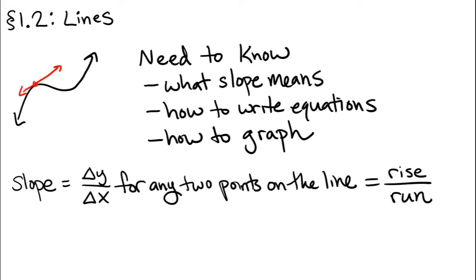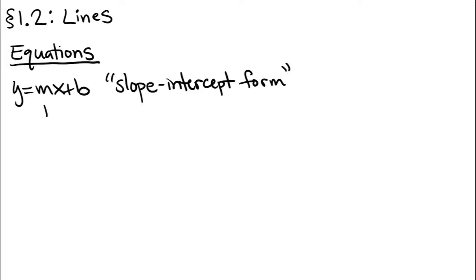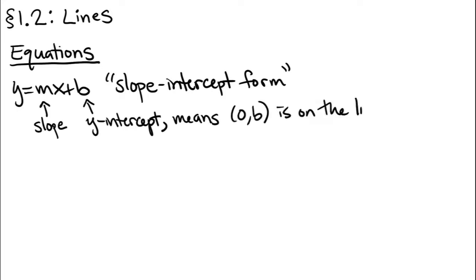What about writing equations for lines? You're probably familiar with the equation y equals mx plus b. This is the slope-intercept form of a line, because m represents the slope, and b represents the y-intercept. And that means that the point (0, b) is on the line. In other words, the line intersects the y-axis at the point (0, b). This is convenient when you know the slope of the line and you know the y-intercept. But it's more common to have the slope and just an arbitrary point (a, b).